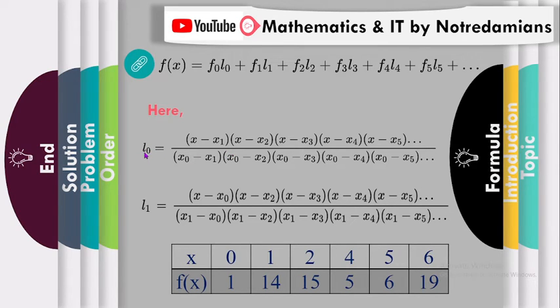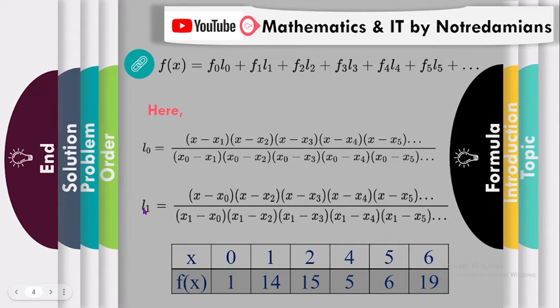Here, L0 means we have to subtract every value of x except x0. Okay, except x0. Here it is L0, so we have to subtract every value of x from x in the numerator and multiply them. And in the denominator we have to subtract the same values of x. That means x1, x2, x3, x4, x5 from x0, as it is L0.